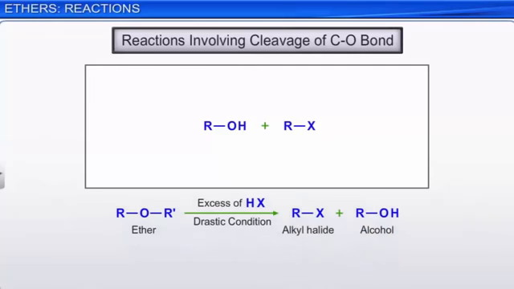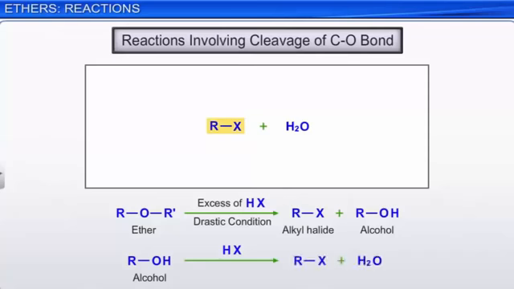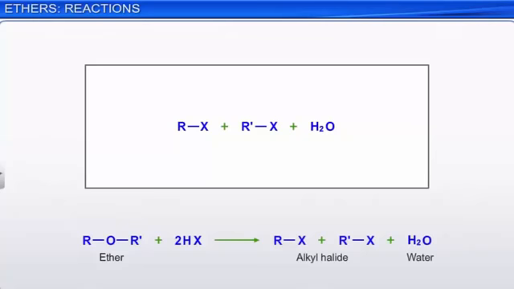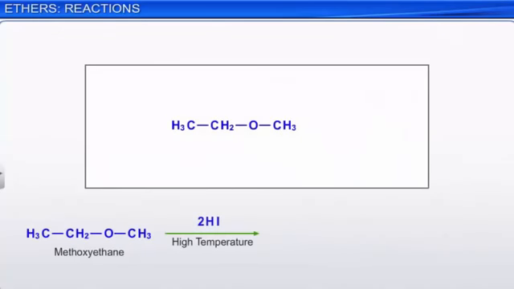The alcohol formed under these conditions then reacts with another hydrogen halide molecule to form a second alkyl halide. Thus, when an ether is heated in the presence of excess hydrogen halide, two molecules of alkyl halide and a molecule of water are produced. For example, methoxyethane reacts with excess hydrogen iodide at high temperature to form a molecule each of iodoethane, iodomethane, and of water.